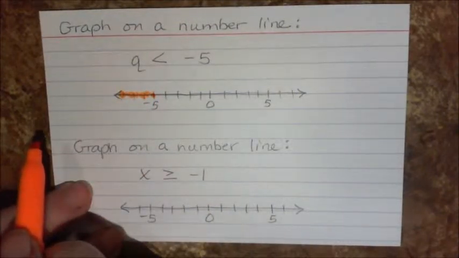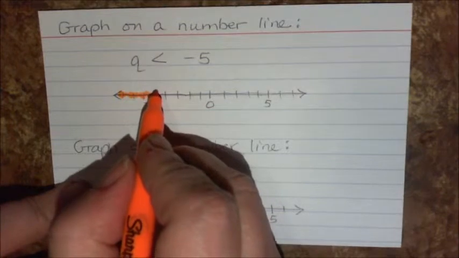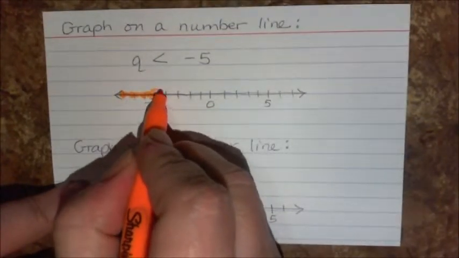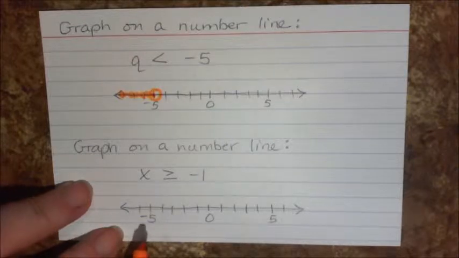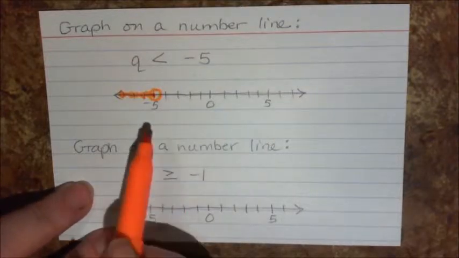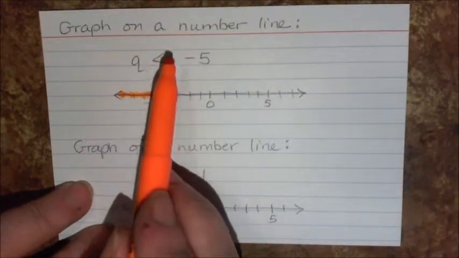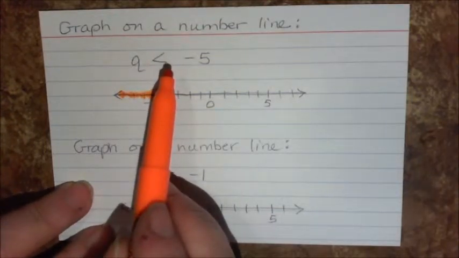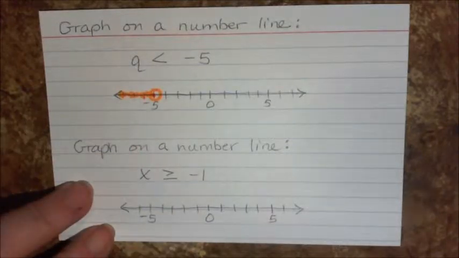Alright, and we're going to shade towards the left, and we show the -5 with an open circle. I believe that's the way we're going to show it this semester, with an open circle, and shaded to the left. Now remember, if your variable comes first, you can trust the direction of your inequality to match the arrow end of the correct part of the number line.